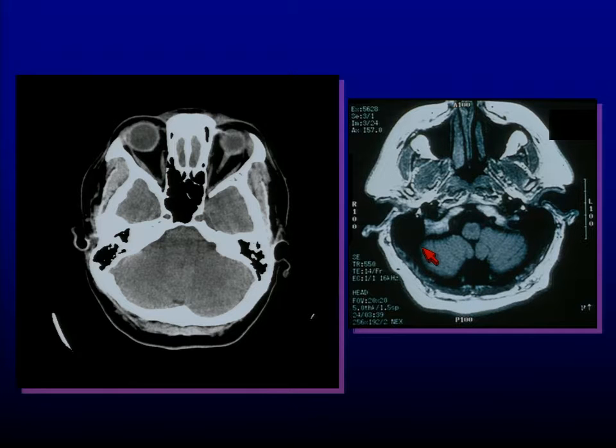If you can get it, it's great detail of the posterior fossa. Look, you can see the cerebellum. These are about the same cuts. Look at the cerebellum, look at the brainstem, much better detail.